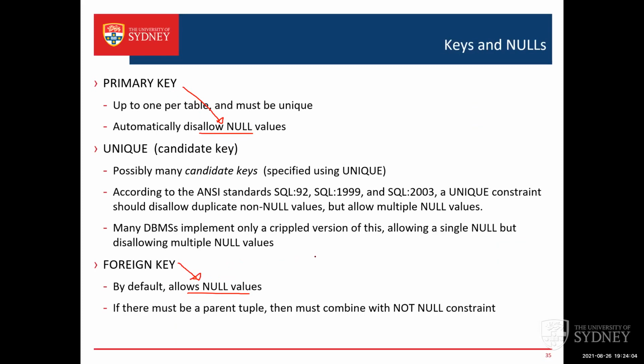Remember that. If you don't want this, then you say not null. When you are writing foreign key, if you don't want null, you specifically have to say not null. For primary key, you don't have to do that because it automatically disallows null values. Hopefully making sense. This is a very important piece of information. Primary key disallows null values by default. Foreign key by default allows null values.